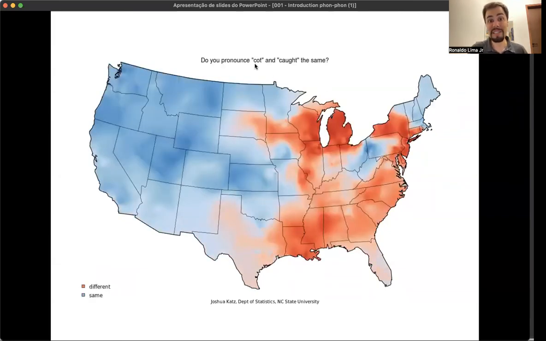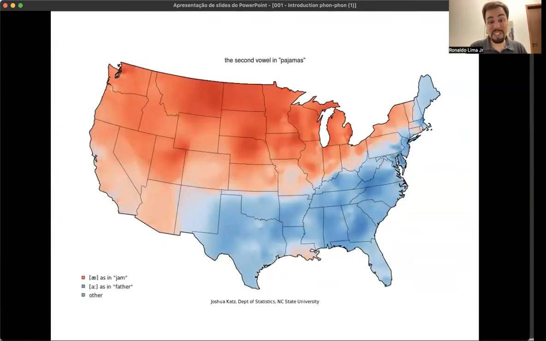This is interesting. COT and CAUGHT, are they the same or different? For the east of the United States, most of the east, they're different. So "cot" and "caught." But for the mid-central part and west, they're the same, right? "Cot" and "cot."